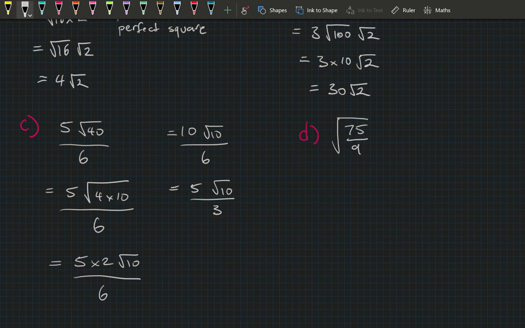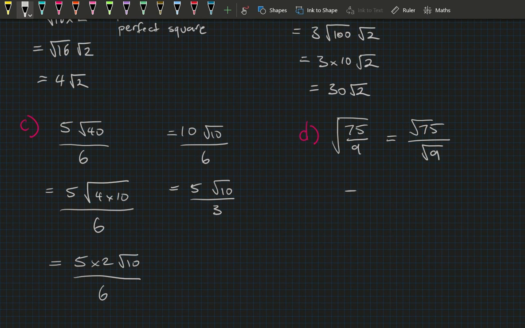All right, and the final one is part D, and that's the square root of 75 on 9. So we can automatically use rule 5. So that's actually equal to the square root of 75 divided by the square root of 9. And we've already got the square root of 9 simplified because that's a perfect square. But let's think about any squares that divide into 75. So 4 definitely doesn't. 16 definitely doesn't. 9 does not. And 25 does. So that's equal to 25 times 3.